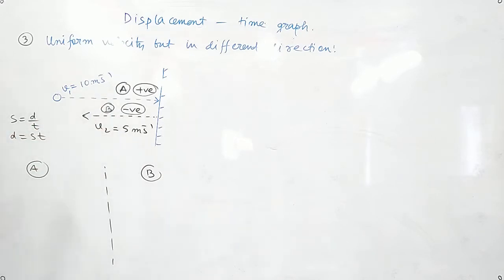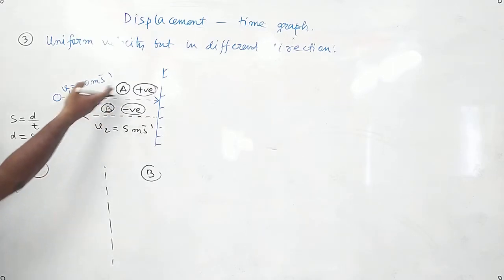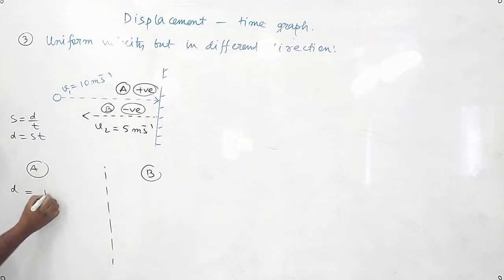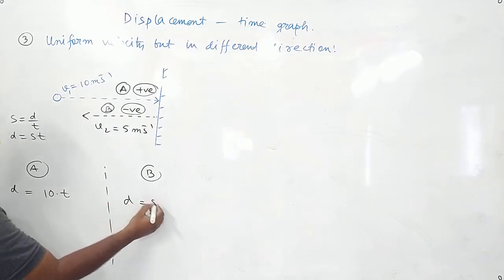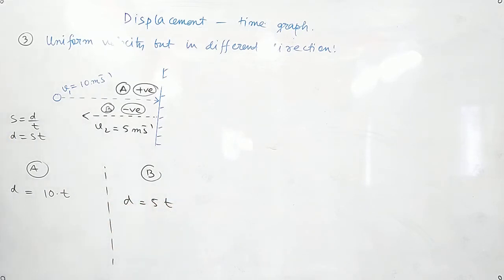Okay, now can we write the distance covered in case A as 10 into t? Can we write it as this one? 10 into t. Okay, and since it is moving in the opposite direction, can I write it as 5 into t? Right? Can I write this 5 into t?